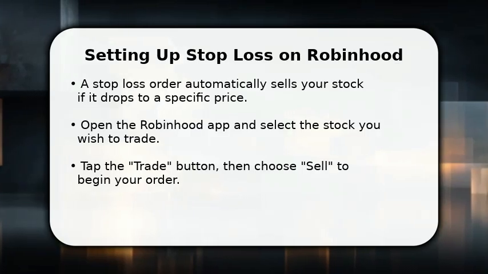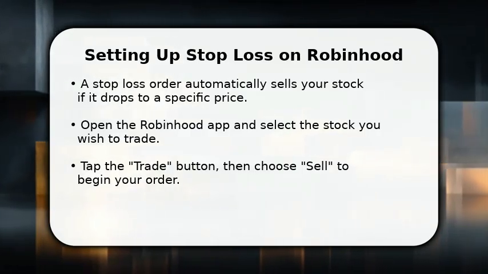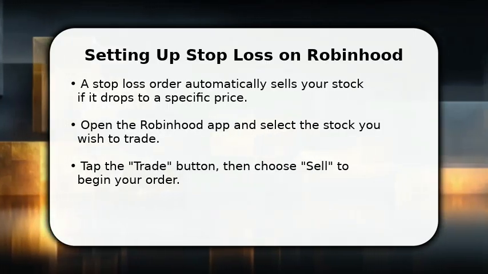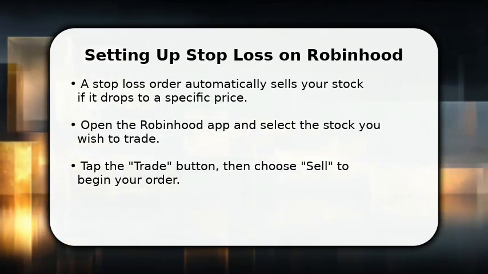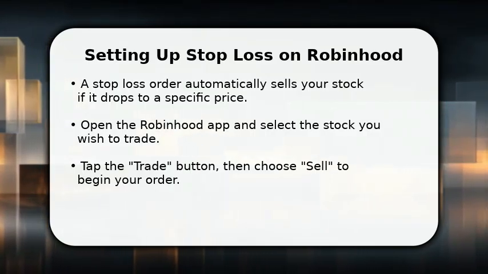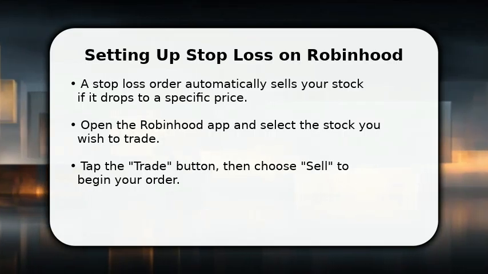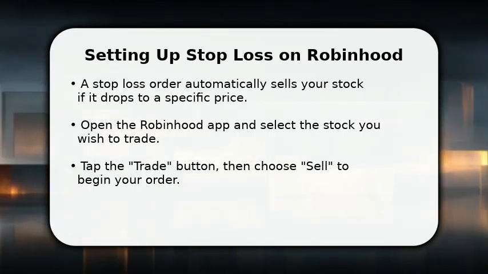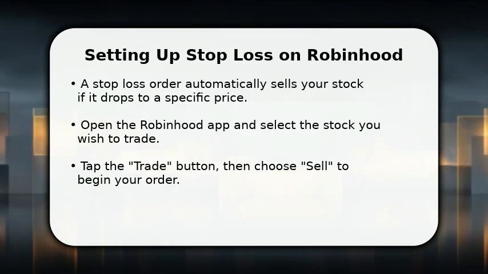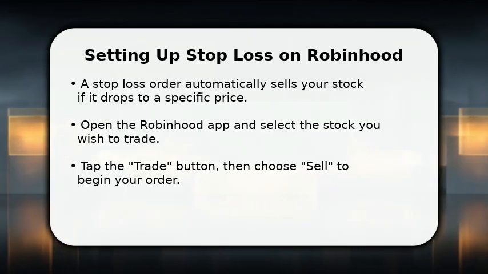Enjoy the video. In this video, I will help you set up a stop loss on the Robinhood app. First, open your Robinhood app and navigate to the specific stock you want to protect. Once you are on the stock's detail page, simply tap the Trade button. From there, you will select Sell to initiate the selling process. This initial step is crucial for securing your investments against significant drops.